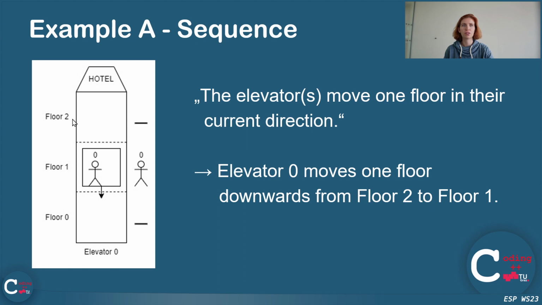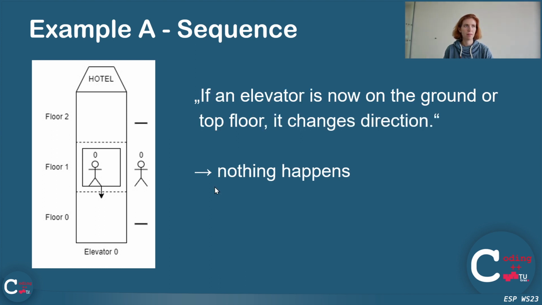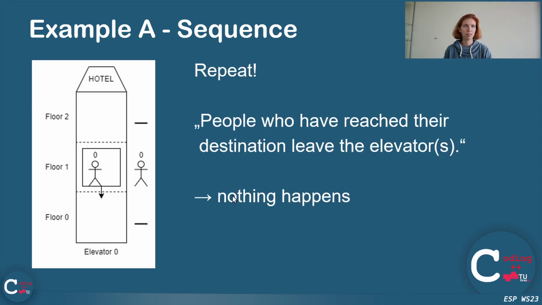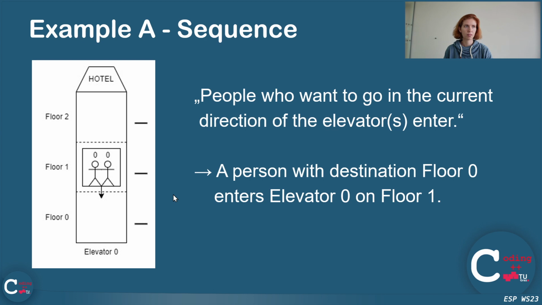The elevator has moved one floor from floor 2 to floor 1. Once again, we check if we need to change the direction. We don't need to do that here, so nothing happens. We check if people want to leave the elevator. This person has not reached their destination, so nothing happens.